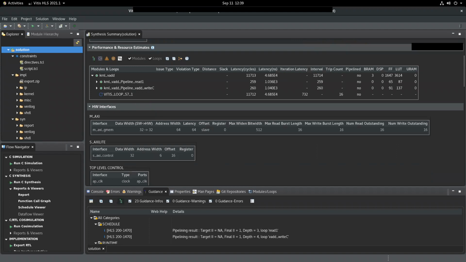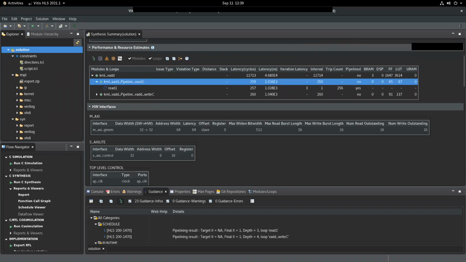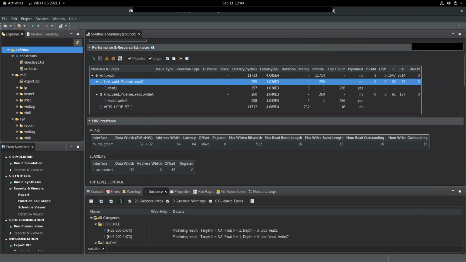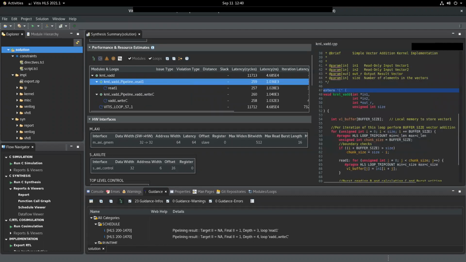Again, if you see this table, you can see that the latency associated with this read one loop is around 256 cycles, and the latency associated with this write C is 258 cycles. And you can actually go look at the synthesis report also.